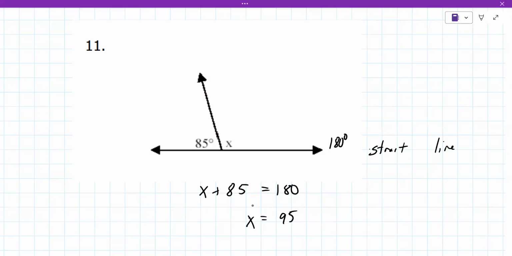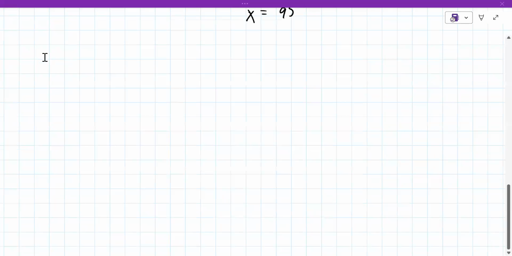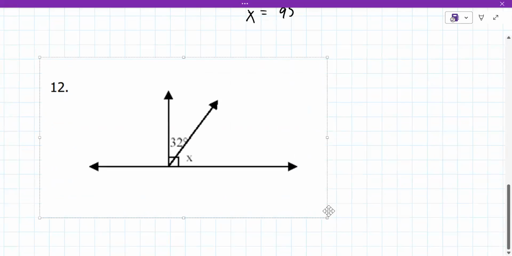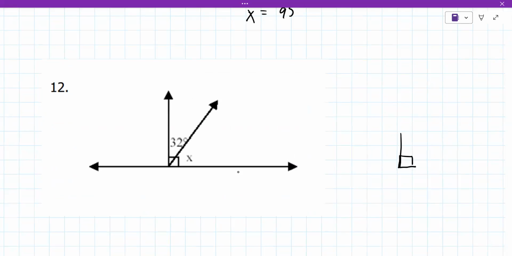You just subtract. And in some ways, this is the level of algebra that they expect you to know in geometry. It's not like advanced algebra. It's not meant to be super complicated. Now this square here, you probably already know this, but this square means 90 degrees. So in this problem, x plus 32 equals 90 degrees, and you can solve for the missing angle. X is 58.